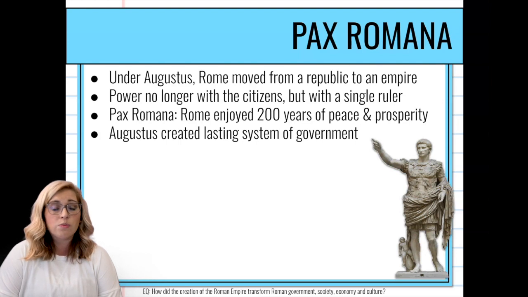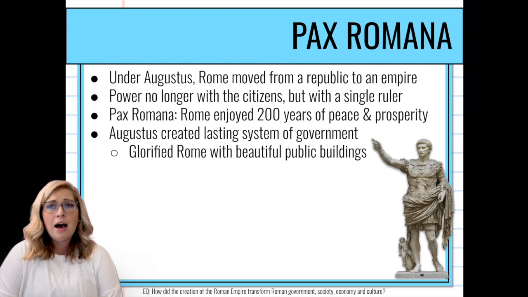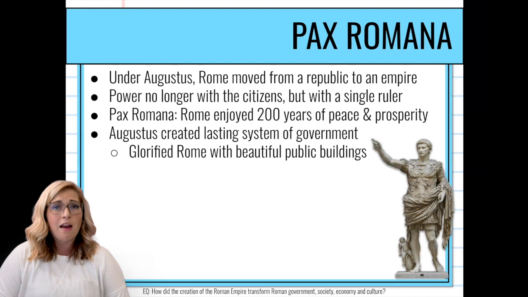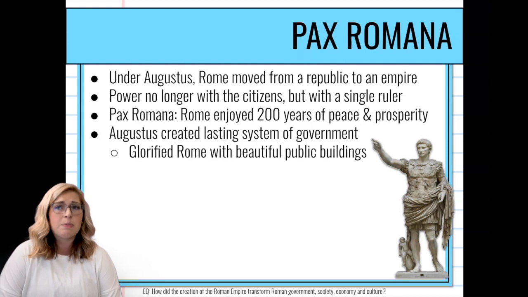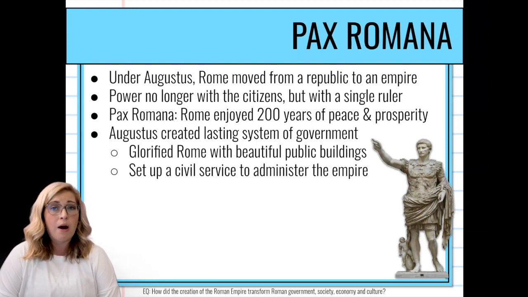He glorifies Rome. He creates massive buildings. He basically beautifies the place. Again, very similar to what we talked about with Greece's golden age and Pericles. He sets up a civil service that's basically going to administer or run the empire for him.